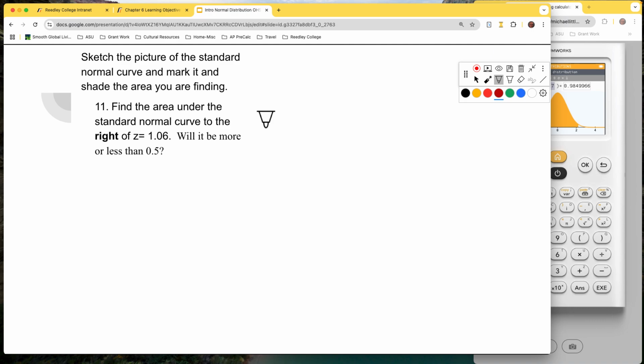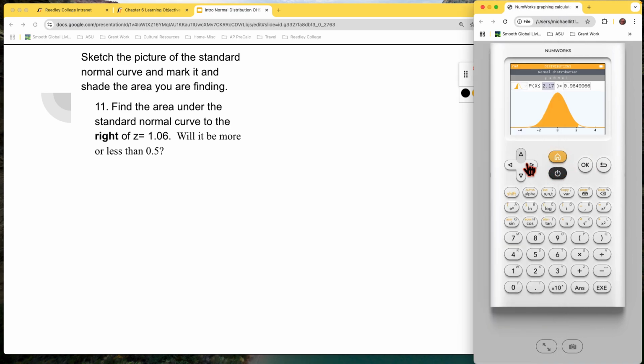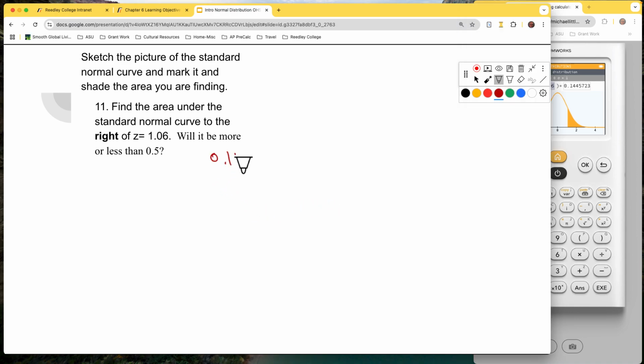Okay, so if I go to the right, how is that going to be different? I have to come here and change the tool to the third one, right? To the right is above whatever value. So that's going to be x greater than the value I put in here. I put 1.06. And look at that. Okay, that makes sense. It's to the right, and that's going to be 0.1445.